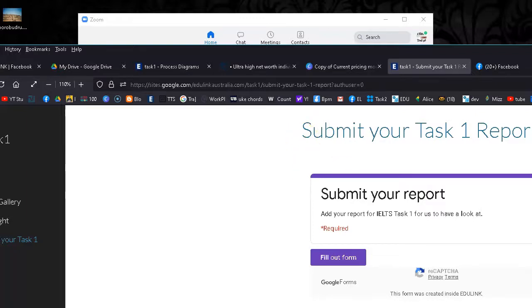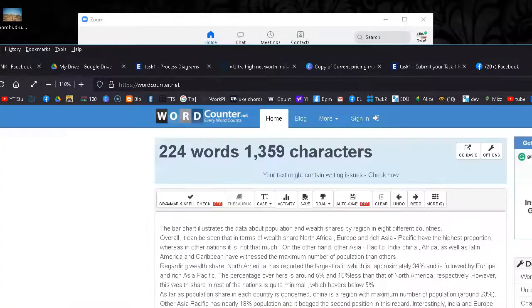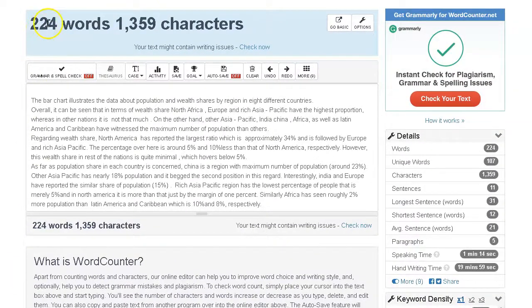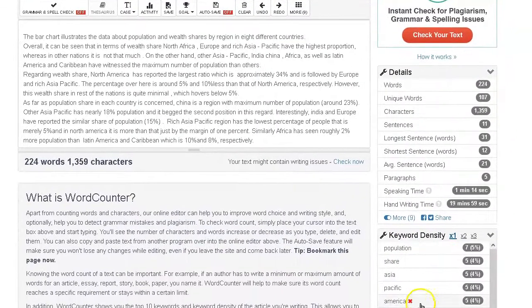Oh, wait, one more thing. This report was 224 words long. Way too long. You used the word population 7 times, share 5 times, Asia 5 times, Pacific. Okay? It would have taken 20 minutes to write this, which leaves no time for thinking or checking. This is too long because you're trying to report everything.